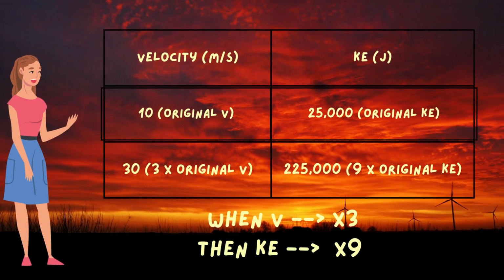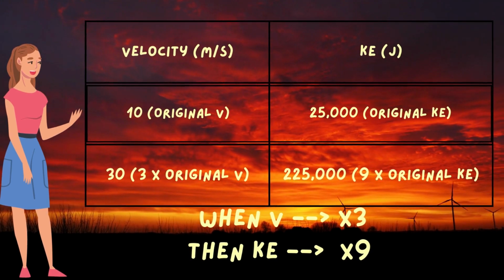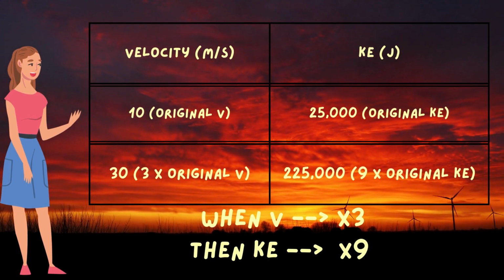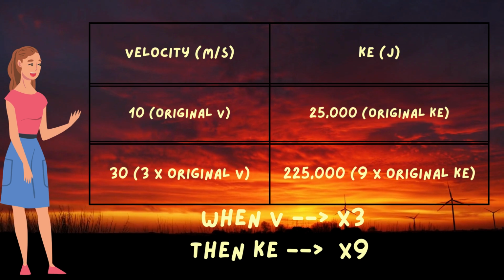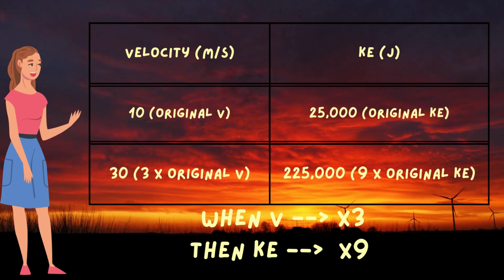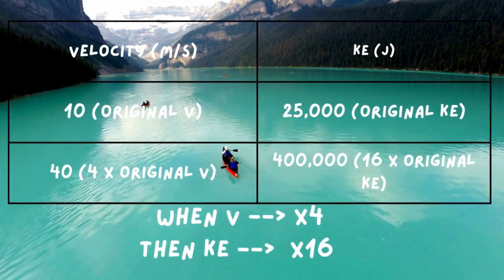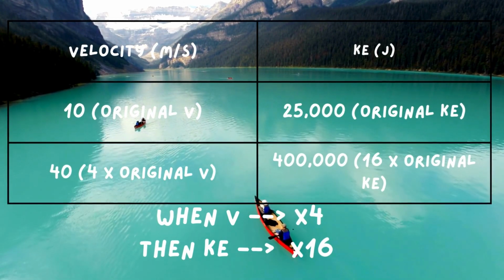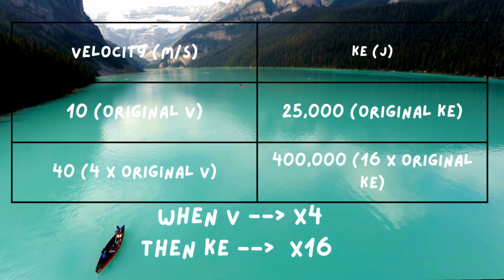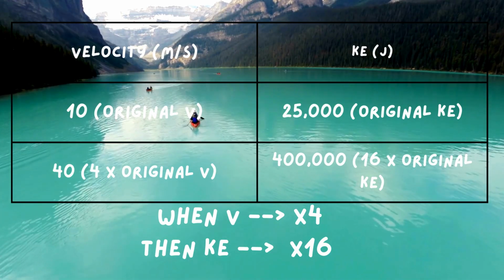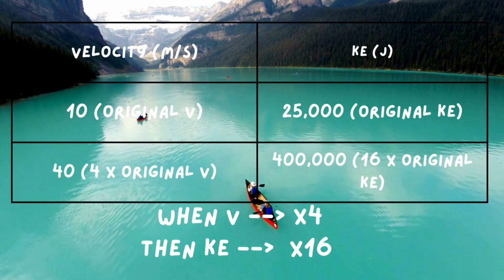When the velocity is tripled from the original velocity, the new velocity is 30 meters per second. So the kinetic energy will be 3 squared times the original kinetic energy, or 9 times 25,000 joules, which is 225,000 joules. When the velocity is quadrupled, the new velocity becomes 40 meters per second. And the kinetic energy will be 4 squared times the original KE. So the new kinetic energy will be equal to 400,000 joules. And that's because KE is increased 16 times.